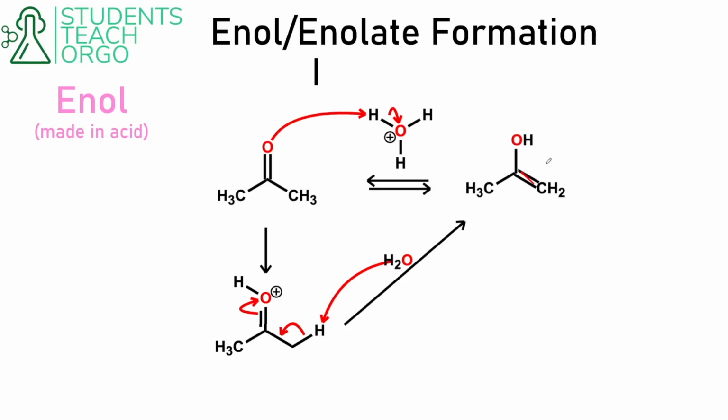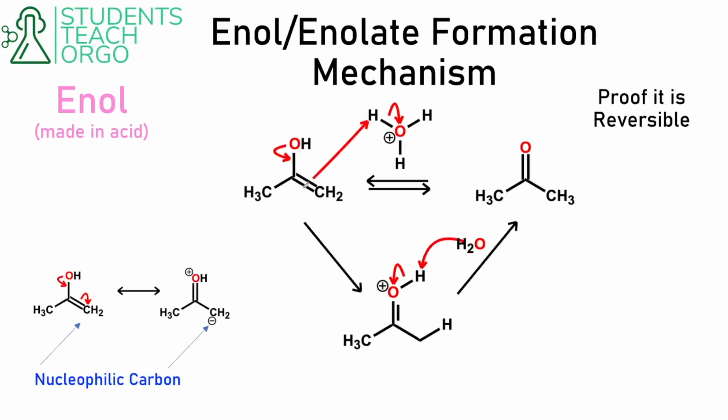Pretty straightforward, not a super long mechanism. What I want to point out here is that it's also reversible. So if we start with the enol, we could have an electron pair on oxygen drop down. This carbon right here is going to attack that hydrogen, and then water would extract another proton again to go back to the carbonyl form. And so just to spell it out very clearly, this carbon right here is the nucleophilic carbon on an enol.